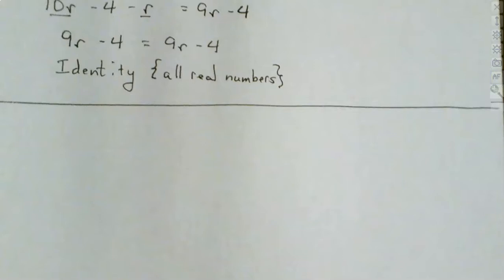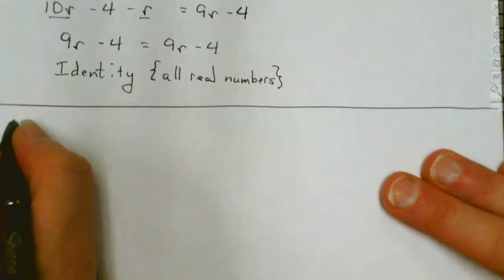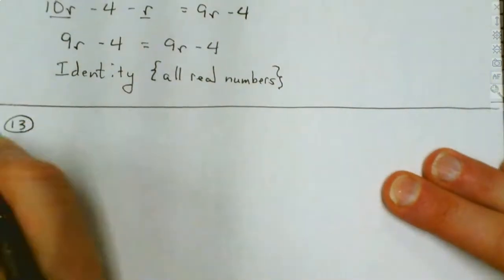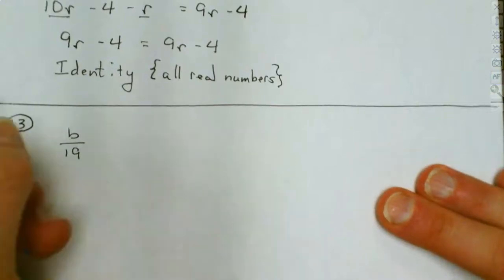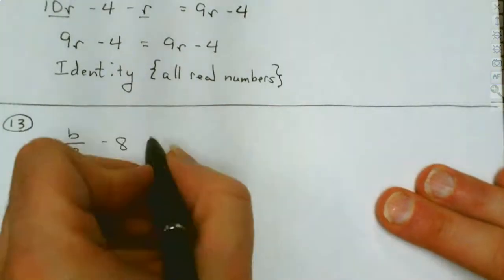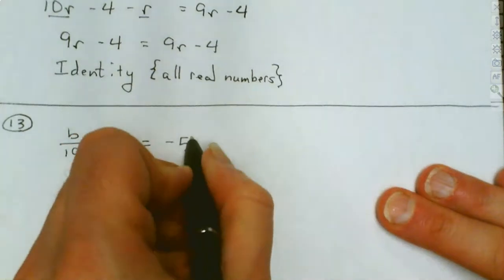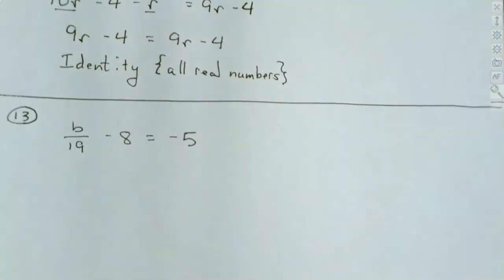Okay, question 13. Question 13 has a fraction in it. We want to solve this equation out. By the way, why is it an equation, not an expression? It's an equation because we have an equal sign, right? Expressions have no equal signs.